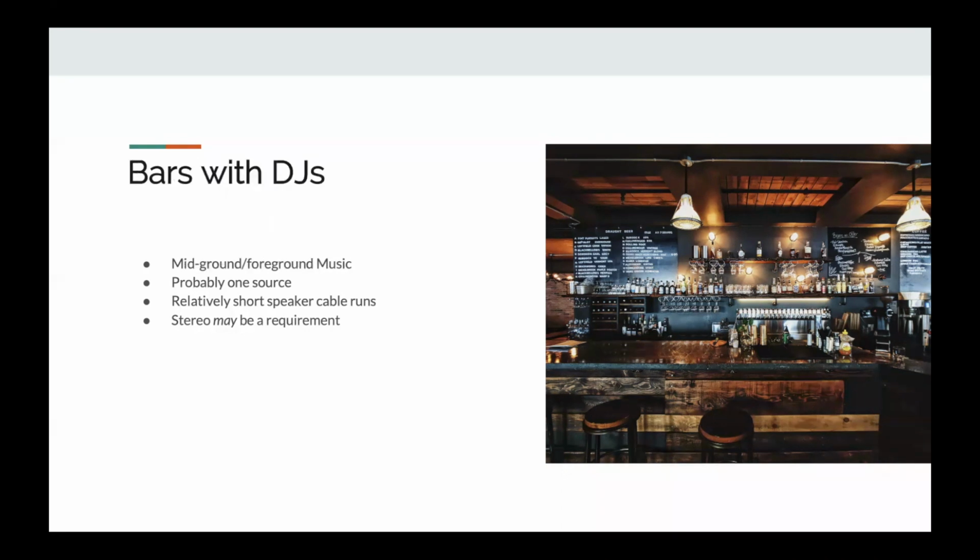Moving on, we might introduce a DJ, and in that case then we may want to consider wider volume expectations. So we're going from background music to midground and foreground music, probably still only using one source, probably still having relatively short speaker cable runs. Stereo may still be a requirement, but you're probably also going to need to allow for an input plate or some kind of method for the DJ to hook into the system locally without ripping the setup apart.